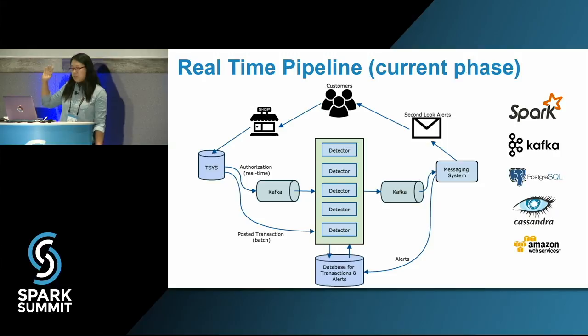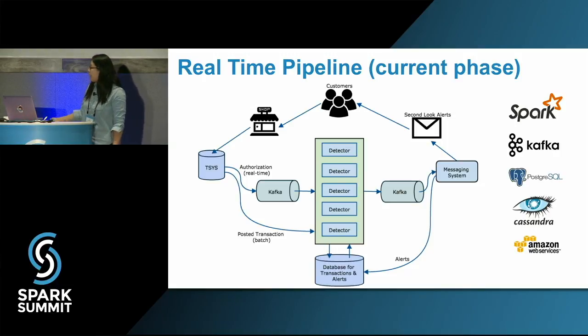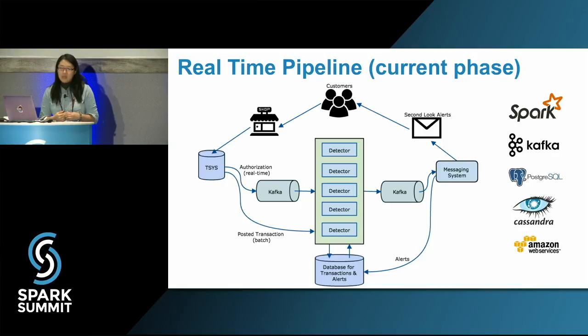We use Spark for the majority of the logic, like for all the detector logic, and we use Kafka to connect different components. We use Postgres and Cassandra as our databases, and everything is on AWS.